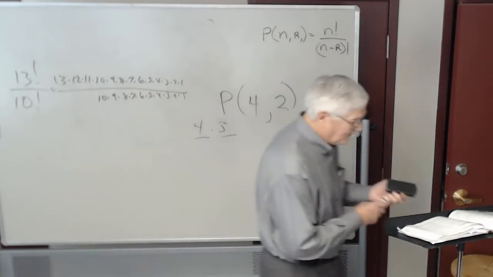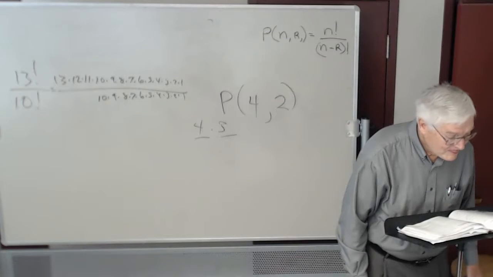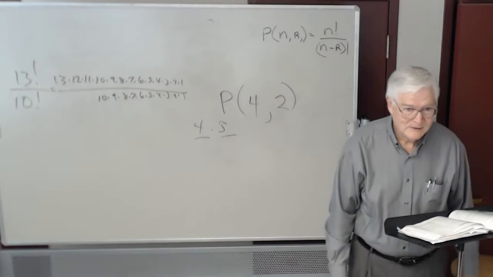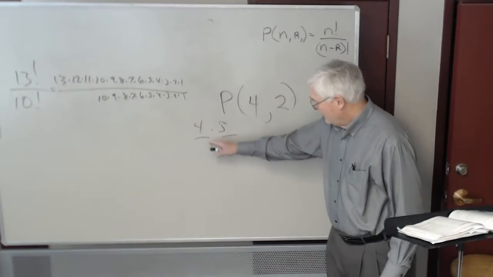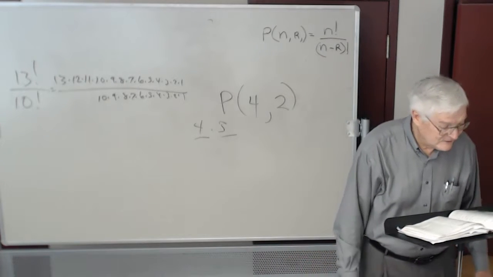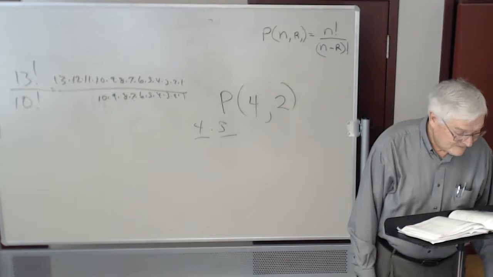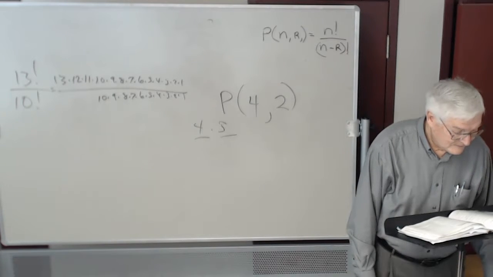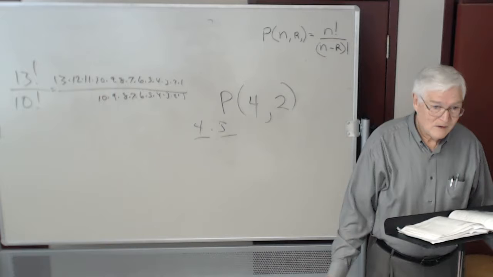Didn't it say without replacement? Without replacement. So I draw one of them. That leaves me with 3 for the second choice. So there's 12 possibilities. Does that make sense to everybody?